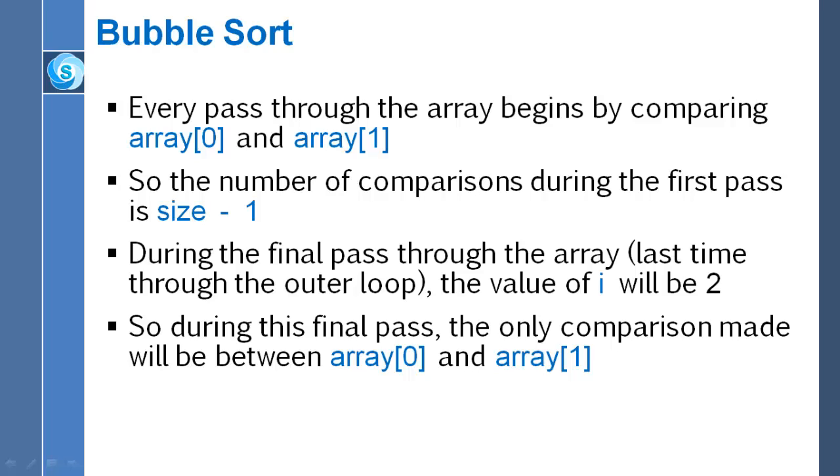It means that this final pass through the array is going to amount to just doing one single comparison. It's only going to compare array bracket 0 with array bracket 1 and potentially swap them. And that's it. That's all that's going to happen on that last pass through the array, on the last pass through the outer loop. Okay?